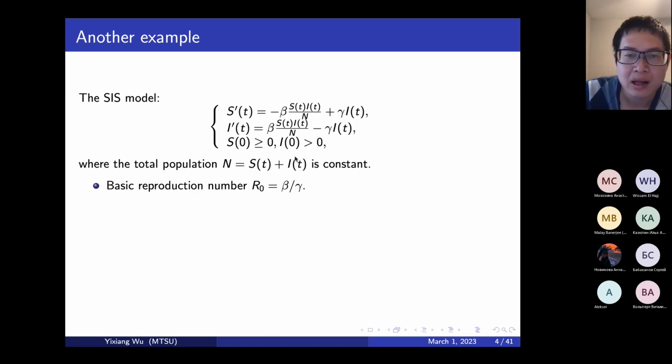A different version of this model is the so-called SIS model. Here, the difference is that when the infected people recover, we assume they become susceptible again. That's why you have this plus gamma I here. Again, for this model, you can easily see the total population still remains a constant. You add up these two equations, and you can see the total population is constant. Again, we can define the basic reproduction number to be beta over gamma.